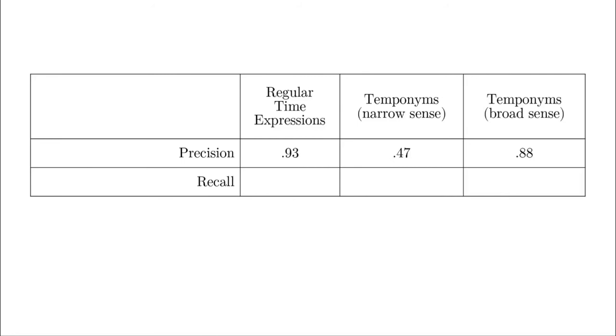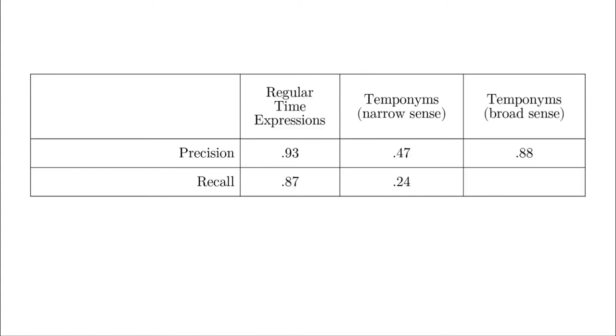The other evaluation question we can ask, and this measure is often called recall, is: in the text in question, how many of the time expressions were identified? So if our parser got all of the time expressions in a text, then it would have a performance of 1.0, and if it found none, then it would have a recall value of 0. Okay, so recall for regular time expressions is 0.87, which is about expected. So 87% of regular time expressions in the text were identified.